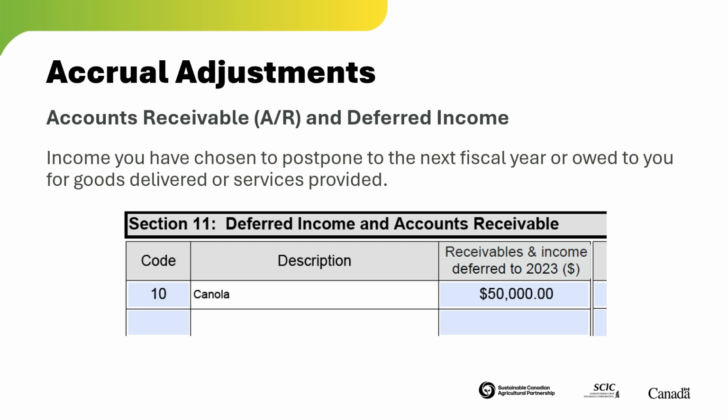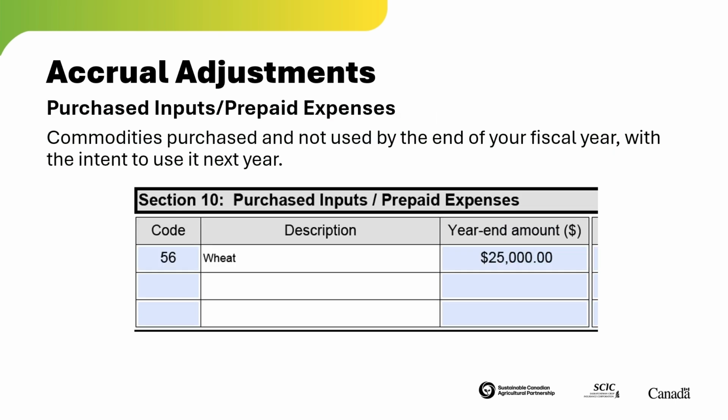It's no longer stored on your farm, so make sure you don't include it in your ending inventory and the deferred income amount, because then you're doubling up, and we don't want to do that. The third accrual adjustment is purchased inputs and prepaid expenses.